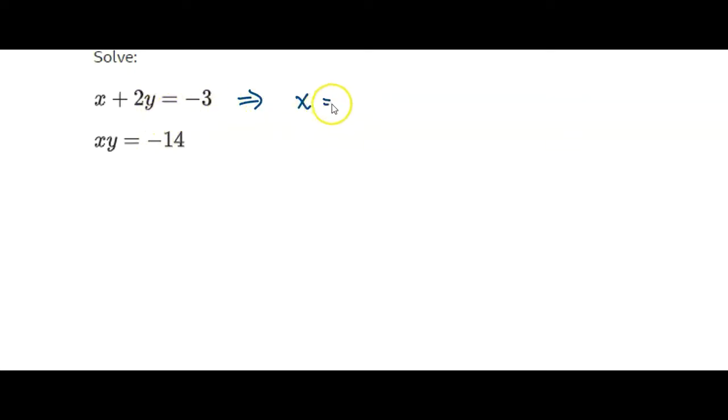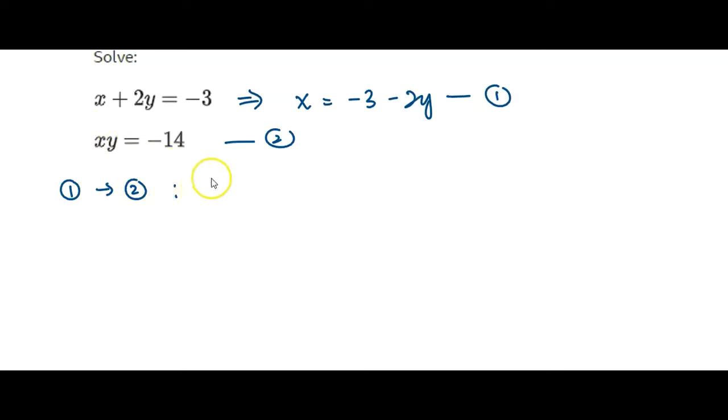Next question, we need to solve this simultaneous equation. Firstly, I will make x the subject of this linear equation and name it equation 1, and this one equation 2. Then substitute 1 into 2. My x here will be replaced by negative 3 minus 2y, multiplied by y. This is equal to negative 14.